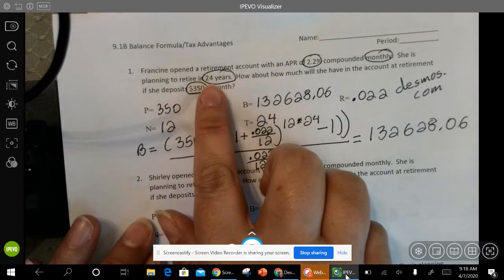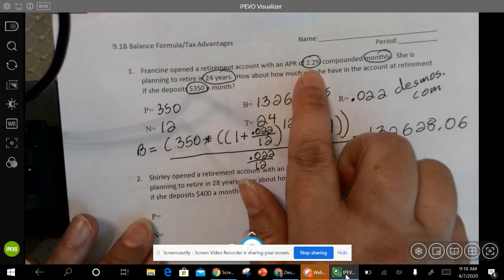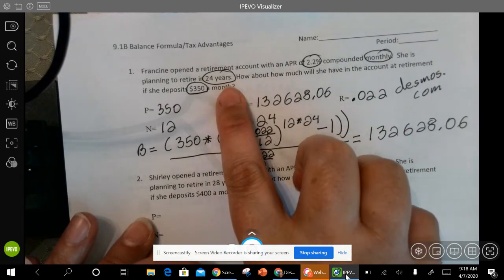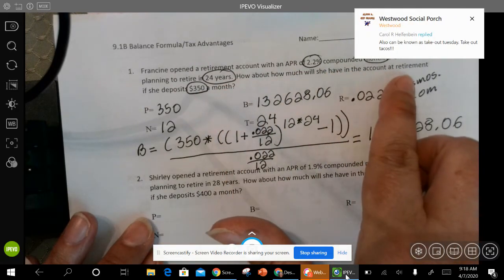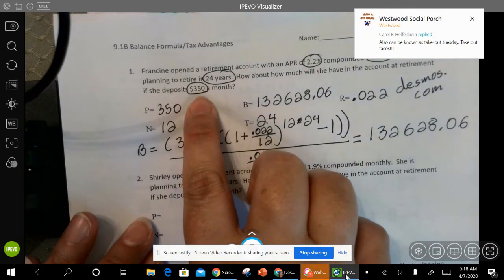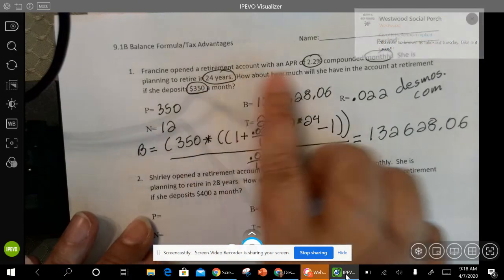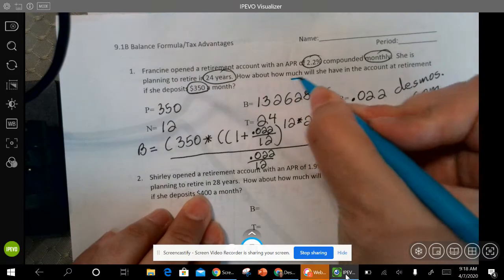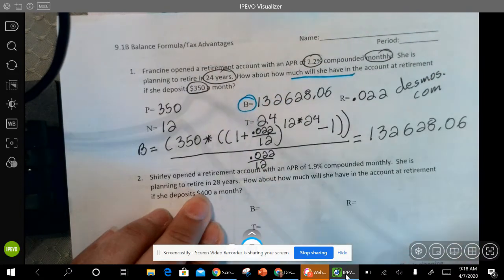So Francine opened a retirement account, the annual percentage rate of 2 2/10 compounded monthly. She plans to retire in 24 years. How much will she have in the account if she deposits $3,350? Remember, that means that we're doing balance. Okay, so we're solving for the balance.